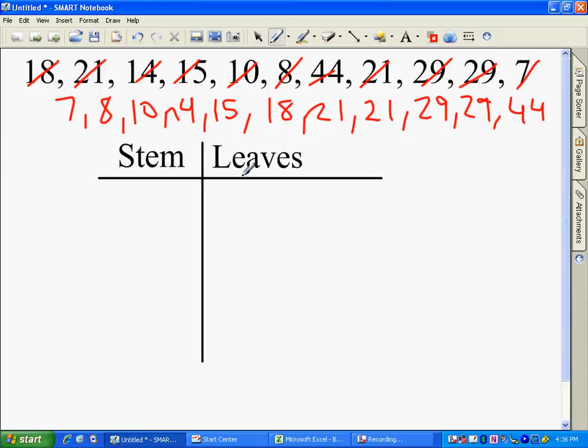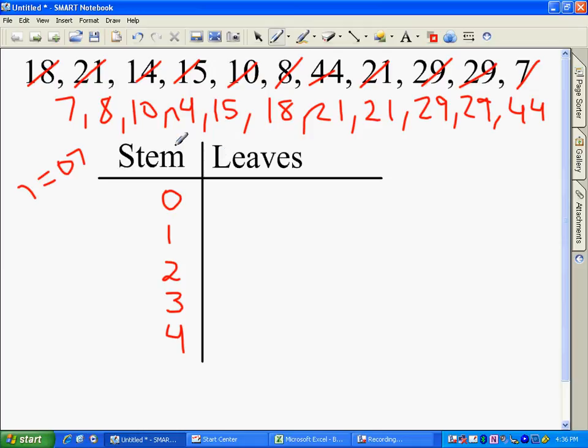Alright, so my smallest number here is 7 and my largest number is 44. So that means that I need to include stems that go from 0 to 4. I know that sounds kind of weird because you're thinking where's the 0, but 7 is the same thing as 07. So 7 is in the ones place and the 0 is in the tens place. I need to have my 7 as my leaf, but I need to have something in front of it as a stem, kind of like a placeholder. So that's where the 0 comes from. So I've got 0, 1, 2, 3, and 4.